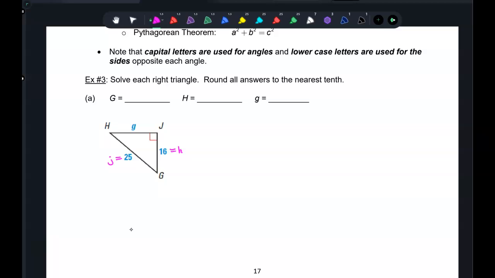I'm just labeling. I'm using capital letters for the angles, and lowercase letters are used for the sides opposite those angles, so they match. Like G, g, J, j, H, h. The capital letters are the angles. The lowercase letters are the side lengths. Okay?